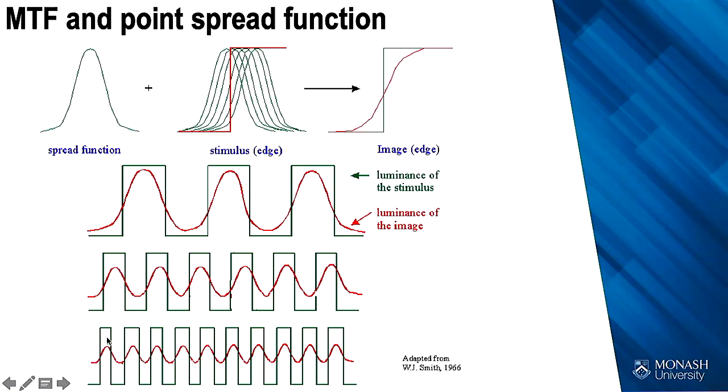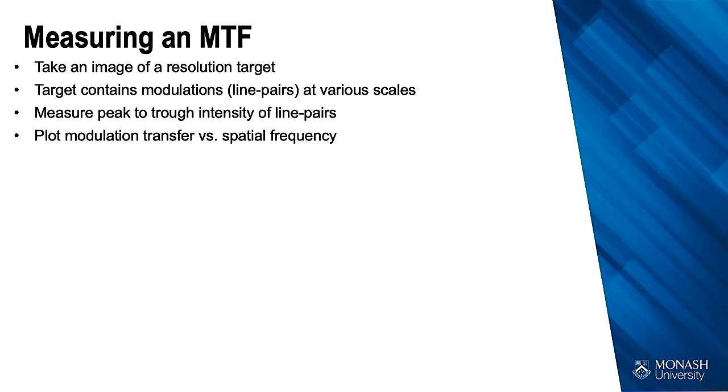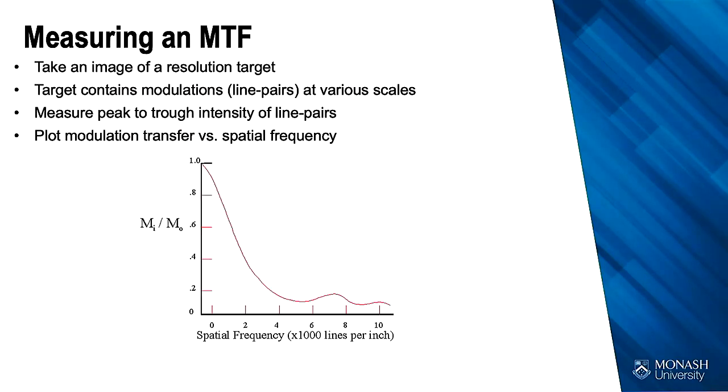We get smaller again, you can see this modulation here, which is what we get in our image, is actually less than half of what we've tried to image. And so if we plot this with frequency on our x-axis and modulation transfer, the percentage of modulation which actually is transferred, we can get an idea about how resolution is affecting our image. So essentially what you do is you take an image of a resolution target and you plot the modulation transfer of all the line pairs at the various scales. So we get a plot like this.